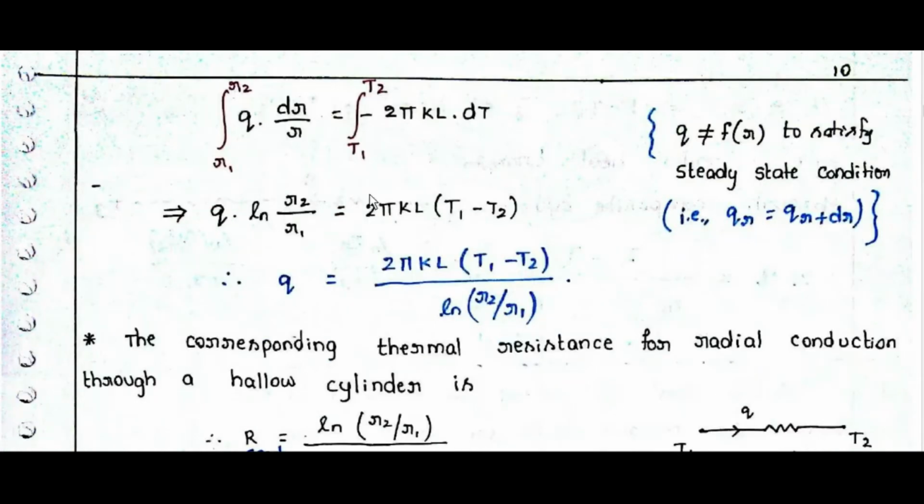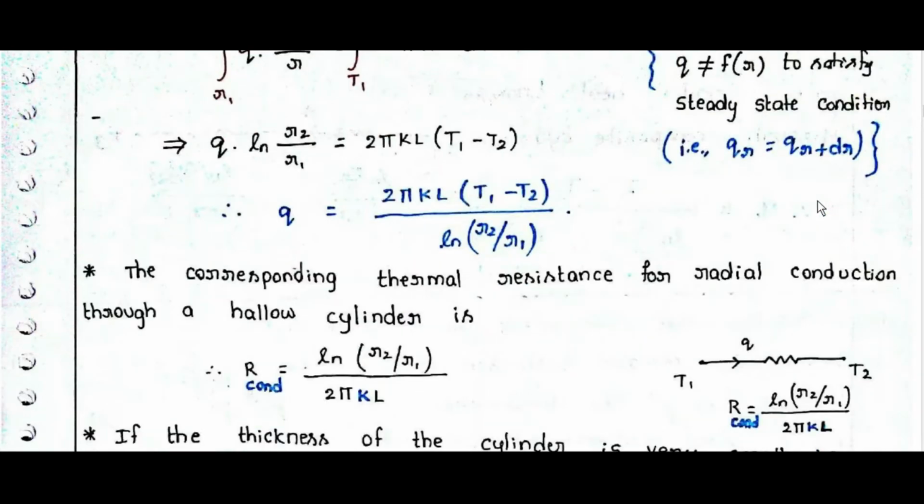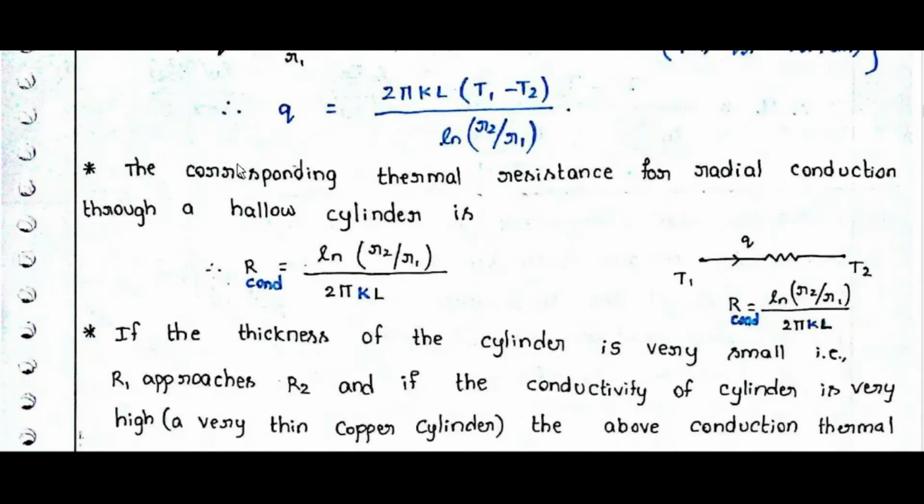Q into ln of r2 by r1 is equal to 2 pi K L (T1 minus T2). Q is equal to 2 pi K L into (T1 minus T2) by ln of r2 by r1. Q not equal to f of r. To satisfy steady state condition, Q_r is equal to Q_(r plus dr).